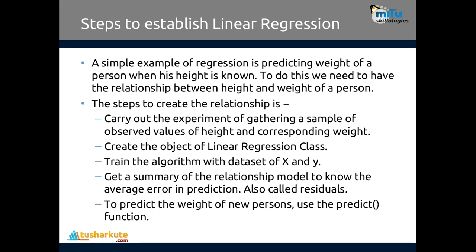So I have mentioned 5 steps over here. First, carry out the experiment of gathering a sample of observed values of height and the corresponding weight. Let's take 10 persons. I will take their height and weight and create my data set. So when height was this, weight was this, like this I will formulate the data set. This is what machine learning requires: the previous data, observations, or the previous human experience that we consider. So that will be taken first.